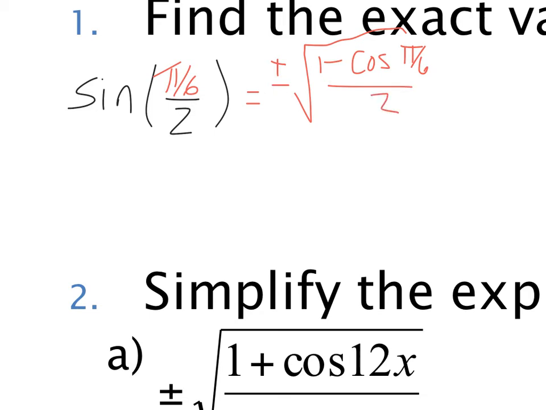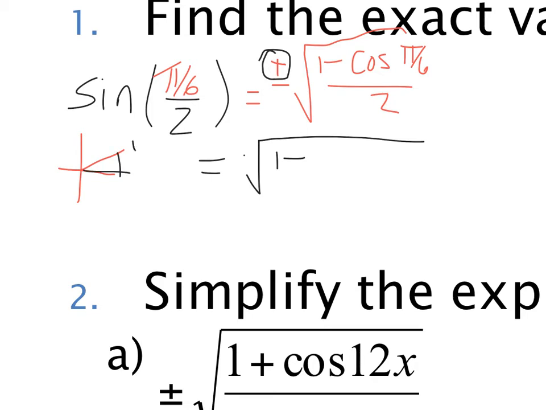Okay. Now we can go ahead and simplify this a little more. So first off, it's sine of pi over 6 over 2. If we think about that, pi over 12 is in the first quadrant. So we know sine is going to be positive, so we're going to just use the positive version. So we're going to have this equal to a positive square root. Then 1 minus cosine of pi over 6. When we think about pi over 6, cosine is going to be square root of 3 over 2. So this is going to be square root of 3 over 2.